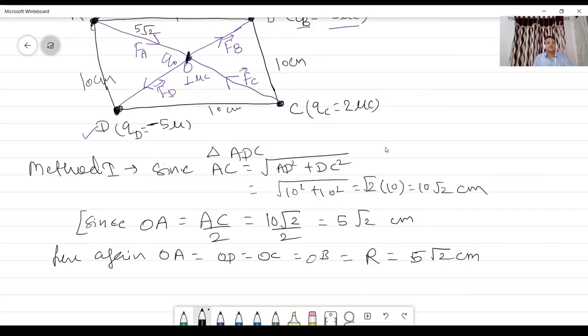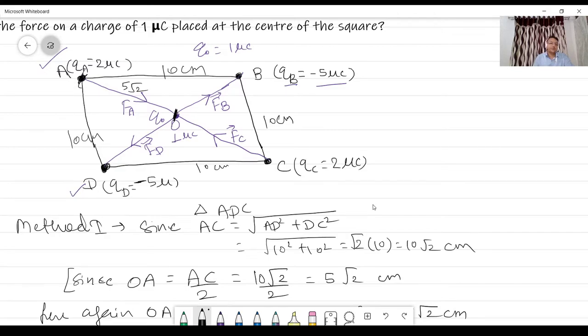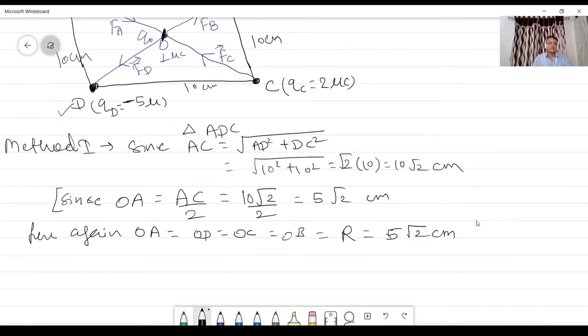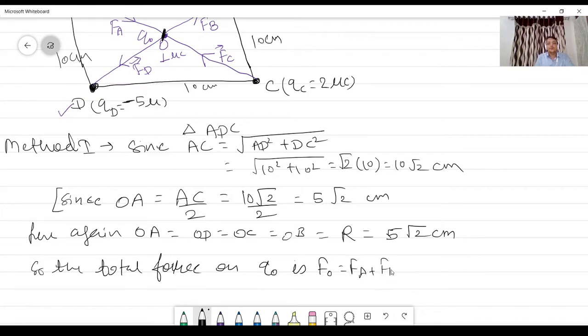Now we can say that the distance from each charge to q naught is equal. So I want to find the total force on q naught. Let's say it is given by F naught is equal to Fa plus Fb plus Fc plus Fd, and here we need to consider this in vector form. We need to add them by vector addition.